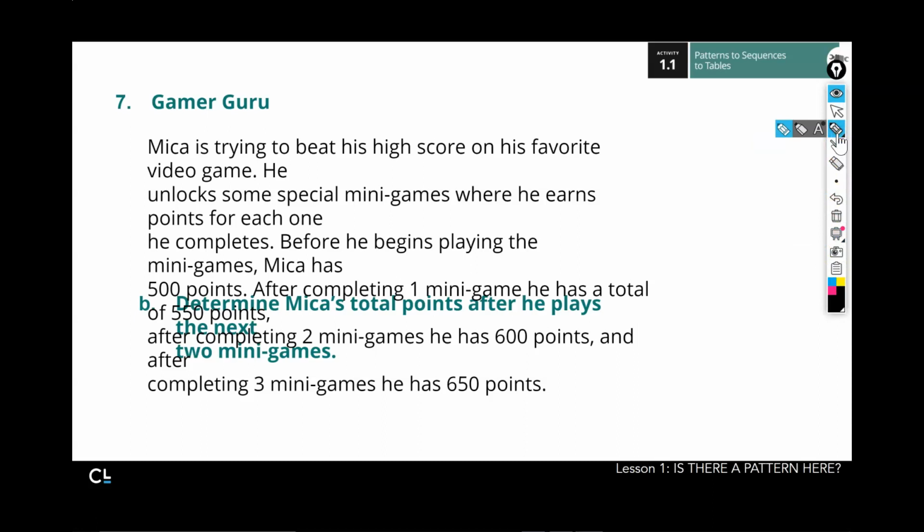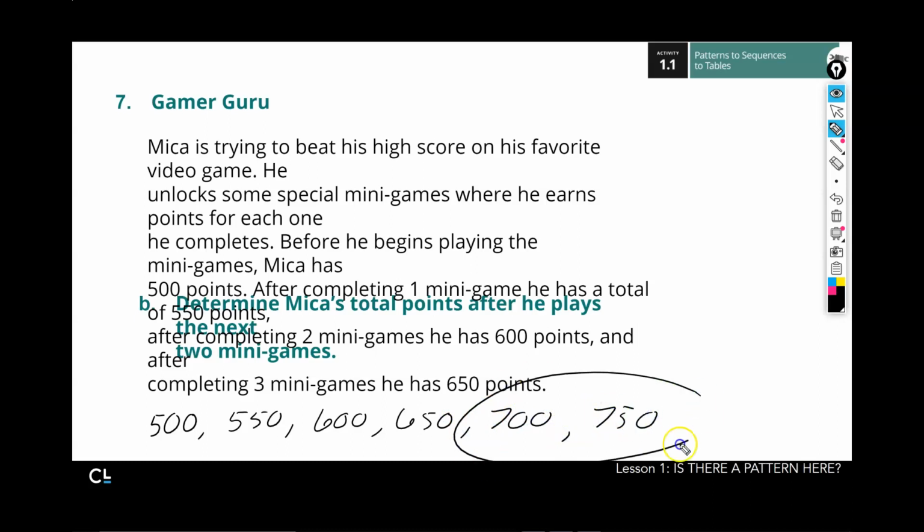So let's see. We started off with 500. And he's gaining 50 points. So it'd be 550. Then he's going to 600, 650. So after 650, it'll be 700 and 750. So those are the next two. So like I said, we have to understand the pattern to predict what's going to happen next.